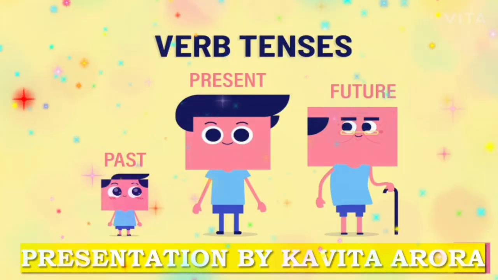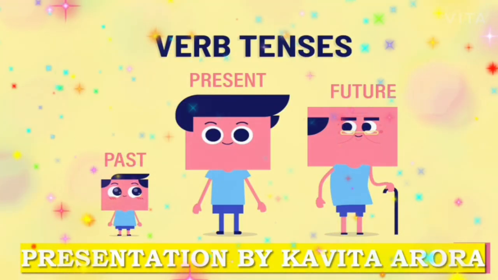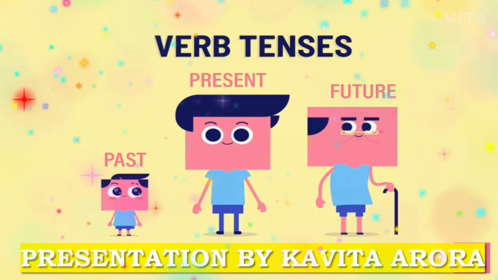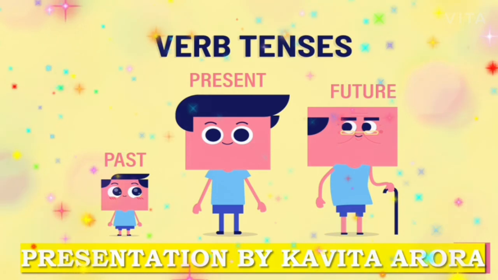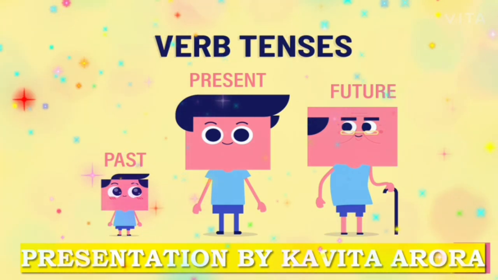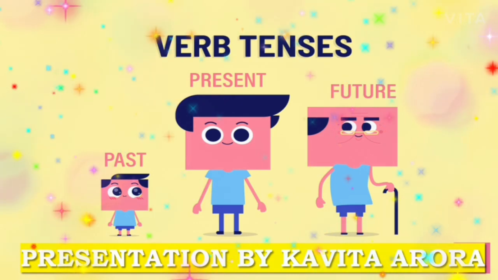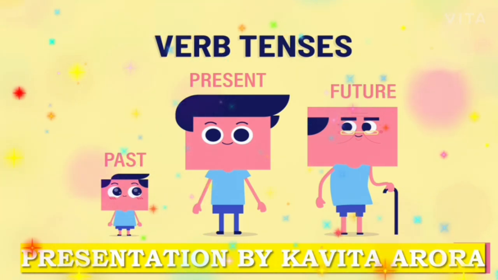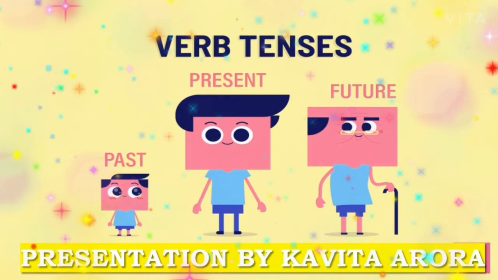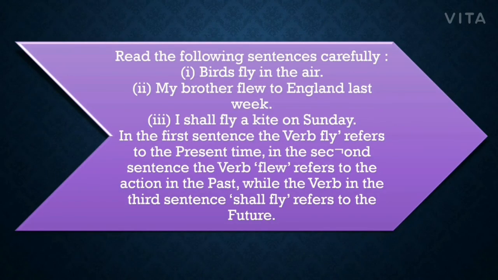Good morning, children. Today I am going to explain verb tenses, that is, the different types of tenses: past, present and future. But before that, you should know what exactly tense means. So for that, let's have a look at a few sentences.